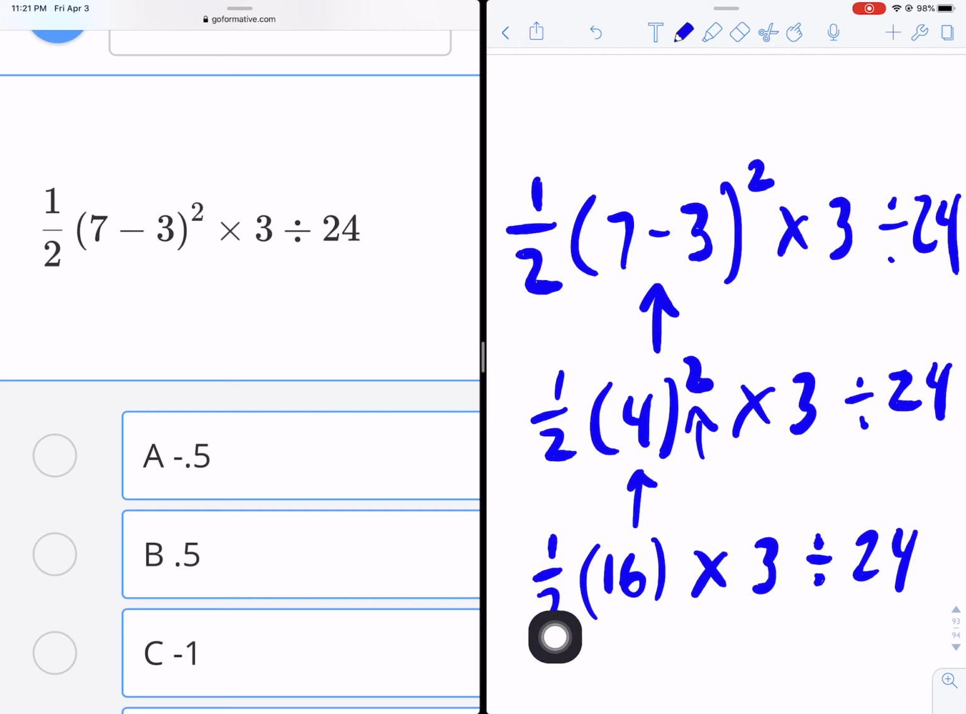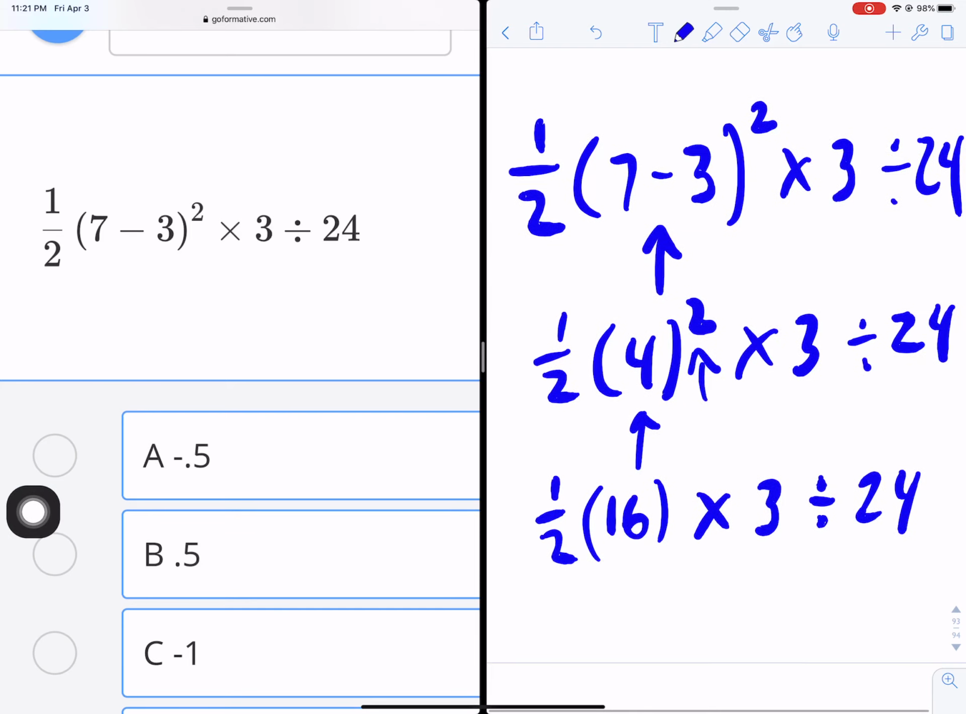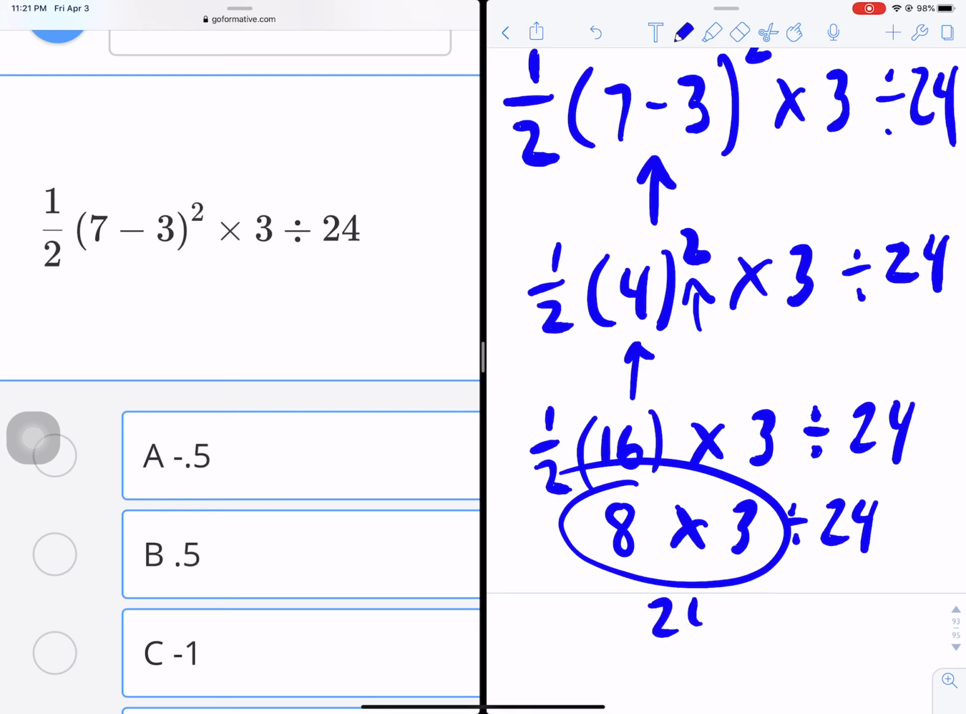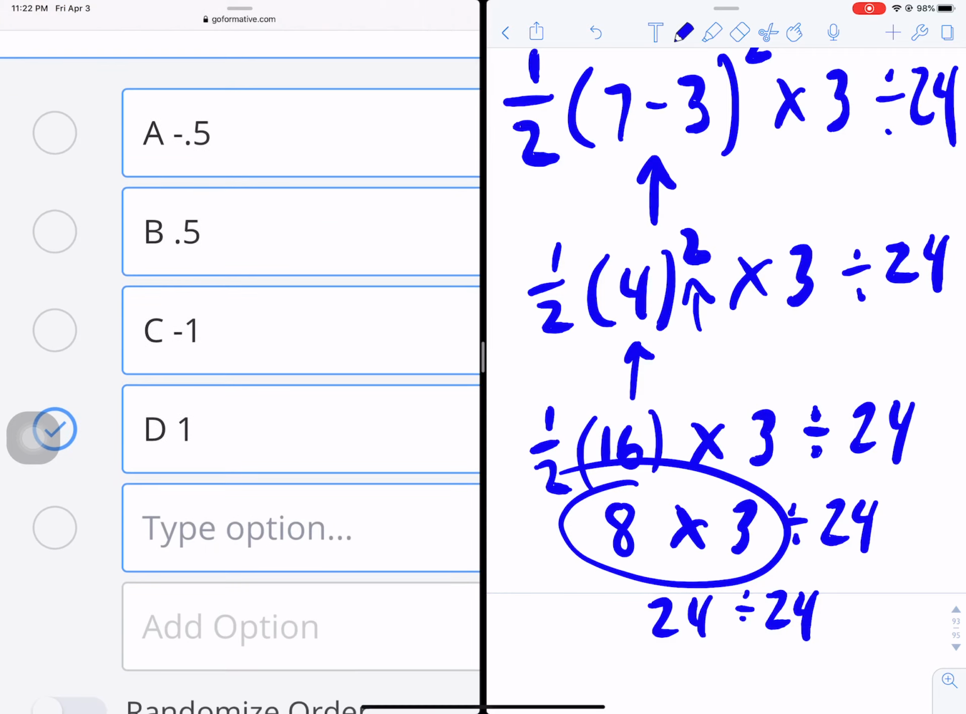So now you're looking at this problem, and here's a multiplication problem, here's a multiplication problem, and here's a division problem. So which one do we do first? Whichever one comes first, because they're on the same level playing field. So let's do half of 16, which is 8. Now let's times 8 by 3, which is 24. And the very last step, divide 24 divided by 24. Any number divided by itself is 1.